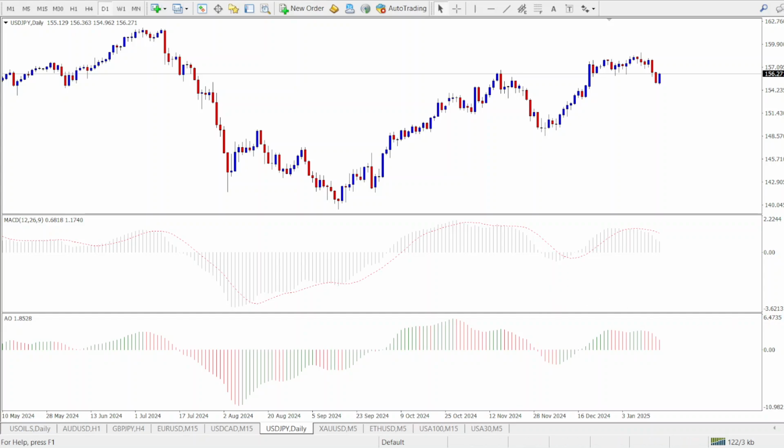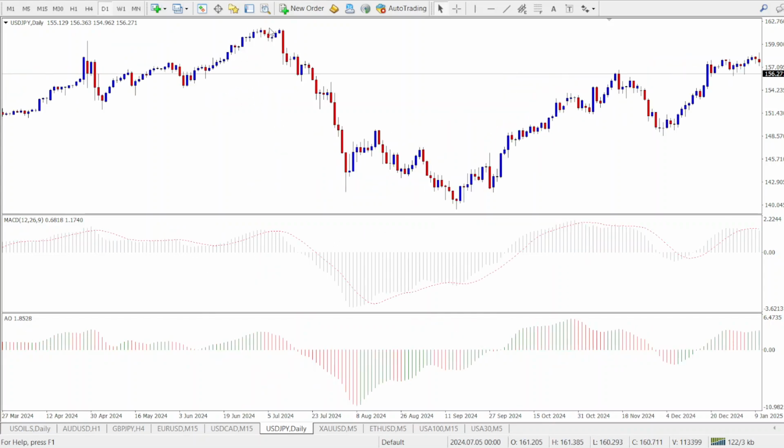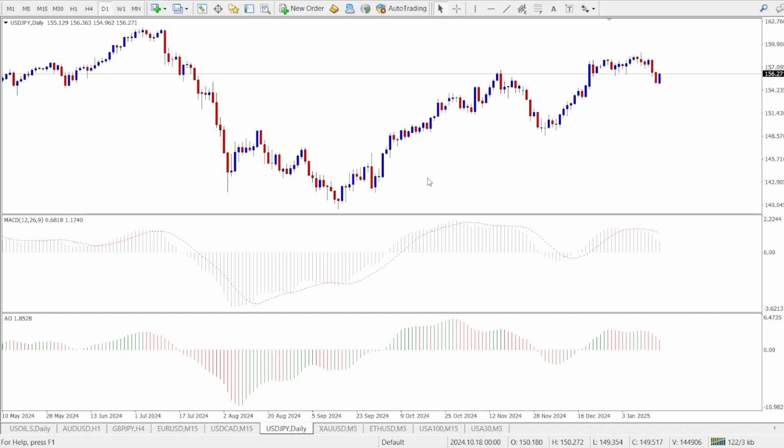And then always set stop loss and take profit levels. Always define your risk before entering a trade. Place a stop loss just below the recent swing low for a buy trade, and just above the recent swing high for a sell trade. Use a risk to reward ratio of at least 1:2 to determine your take profit levels. And then manage your trades. It's very important.